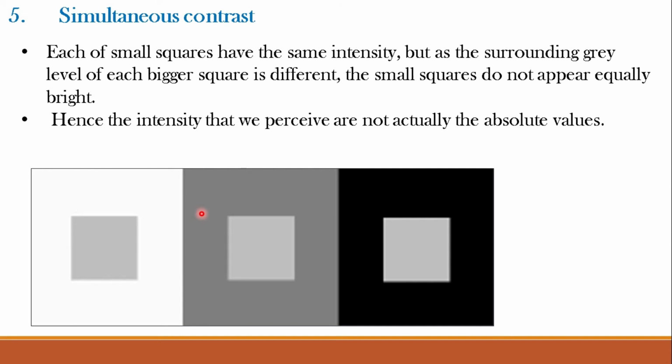So see this figure. Here each of the square inside have the same intensity, but as the surrounding level of each bigger square is different, okay, this is white, this is gray, this is black, the small squares do not appear equally bright. Here this appears more bright as compared to this, and here it appears less bright as compared to this and this. Why? Because the intensity that we perceive are not actually the absolute values. So here the contrast perceived is relative to the nearby successive or simultaneous value of the bigger squares, right? So this is known as simultaneous contrast.